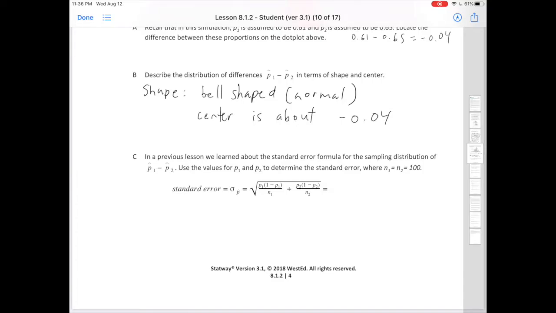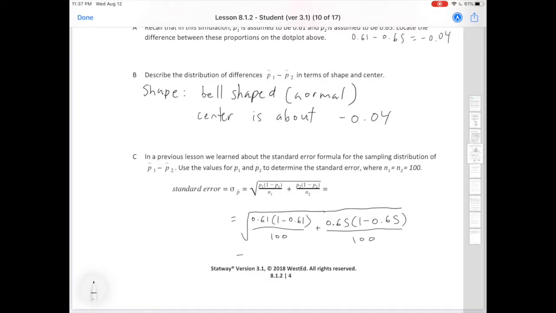Let's move on. In a previous lesson, we learned about the standard error formula for the sampling distribution of P1 hat minus P2 hat. Use the values for P1 and P2 to determine the standard error where N1 and N2 are both 100. So what are we going to put in our calculator here? P1 is 0.61, so it's going to be 0.61 times 1 minus 0.61 divided by 100 plus 0.65 times 1 minus 0.65 divided by 100. And remember, all of this should be under the square root.